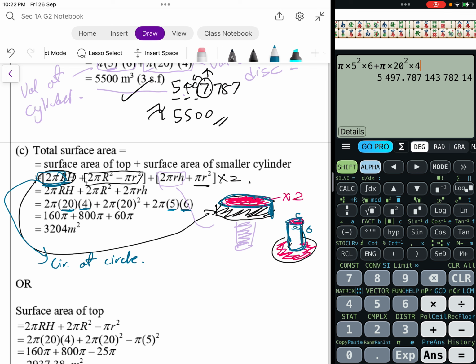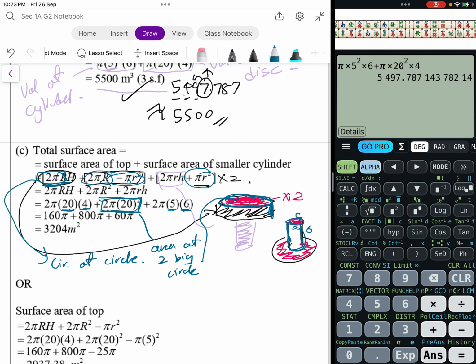Area of circle is pi r square, times 2, right? So in the end, you see when he condensed together, this one plus this one minus this one is still the area of 2 big circle. Okay, this is the area of 2 big circle, which is this one, right?